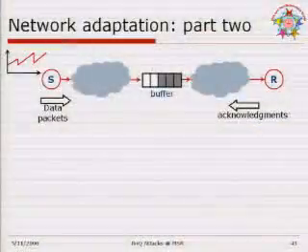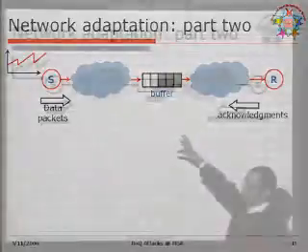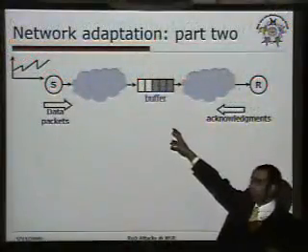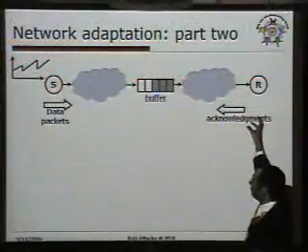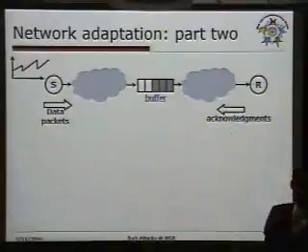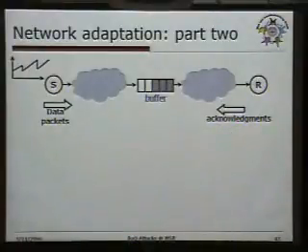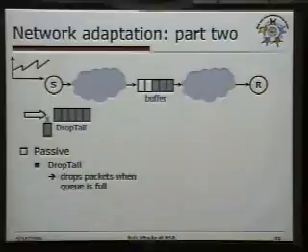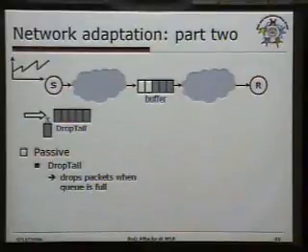There's also adaptation inside the network. Imagine you have a sender sending data packets. There's a buffer, which is the bottleneck link. And the receiver, when it gets the data packets, will send acknowledgements back to the sender. The simple queue model is to use drop tail, simply dropping a packet when the queue is full.